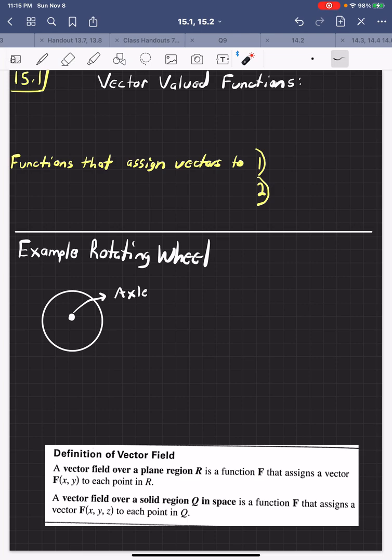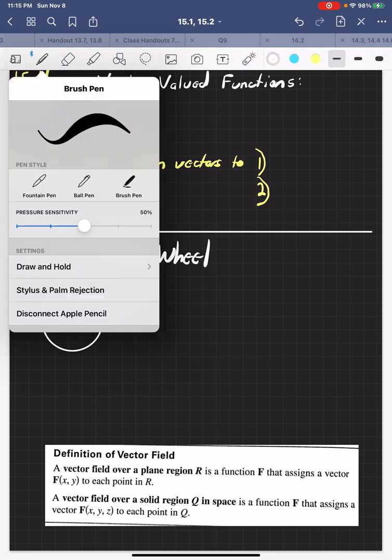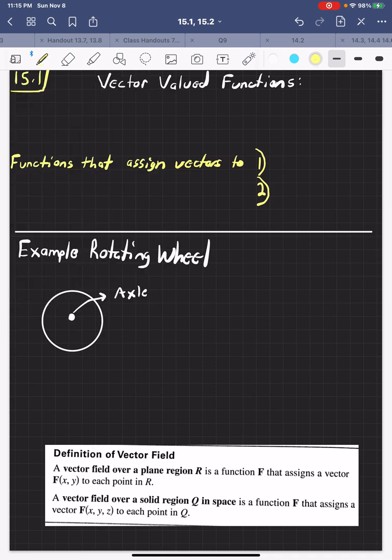We want to study two more vector valued functions. We wish to study vector valued functions that assign vectors to a point in a plane, as well as assign vectors to a point in space.